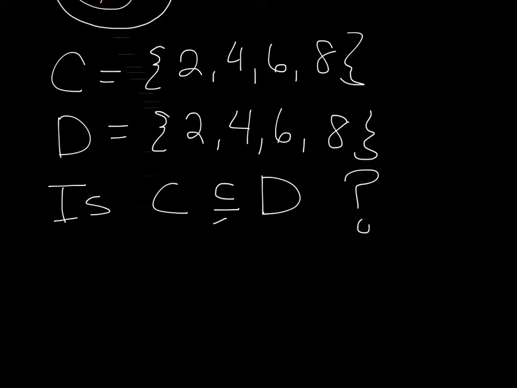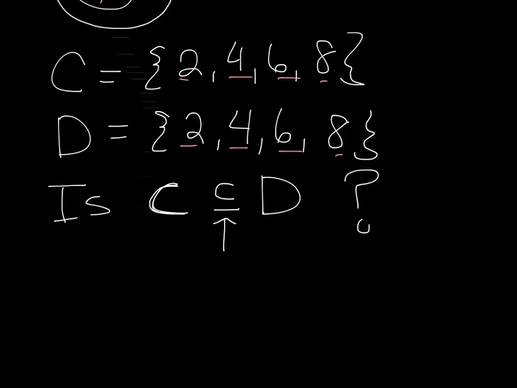Okay, so this is the actual subset, and this is actually the set C. So is C a subset of D? Well, what's in C? 2, 4, 6, 8. So do the elements 2, 4, 6, 8 live in D, 2, 4, 6, 8? Well, that happens to be the same.